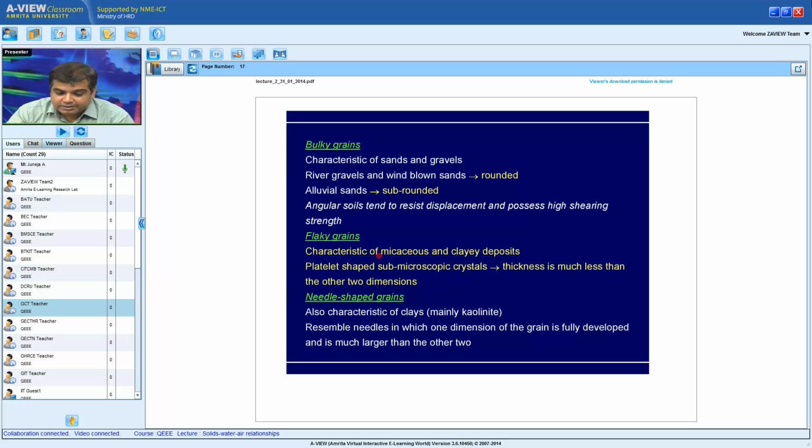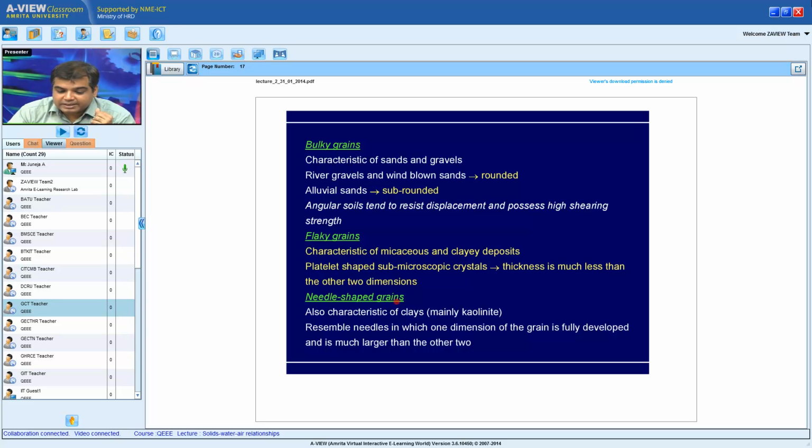These flaky particles are very similar to your cornflakes. It's like a flake wherein one dimension is a lot less compared to the other two dimensions. So examples of flaky would be micaceous soil, the soils which have mica content, and the clay content. The crystals of mica or the clay crystals are flaky in nature. Okay, so flaky is one.